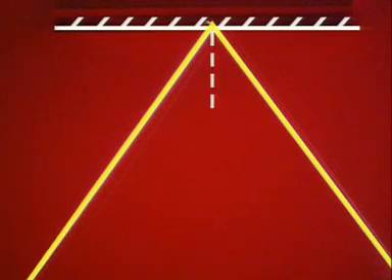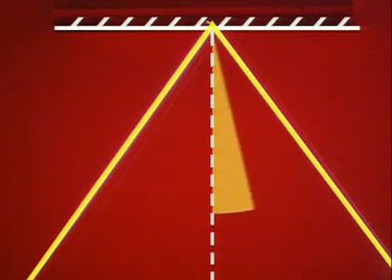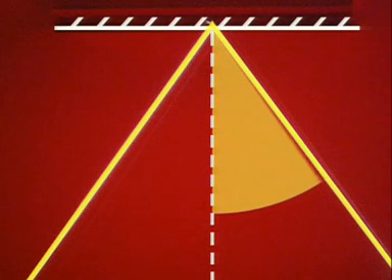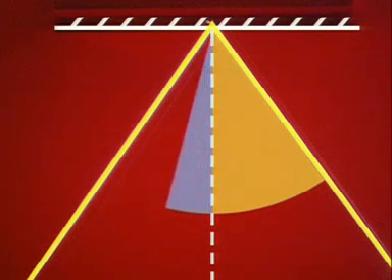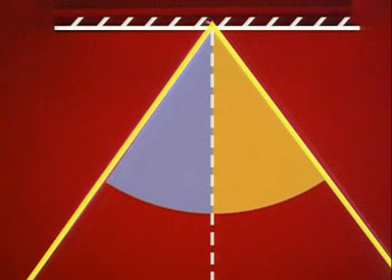The ray of light approaching the mirror is called the incident ray. The one leaving the mirror is the reflected ray. Imagine drawing a line at right angles to the mirror where the beam strikes it. The angle between this line and the incident ray is the angle of incidence. The angle between this line and the reflected ray is the angle of reflection.